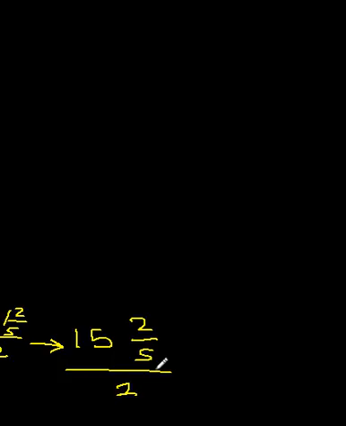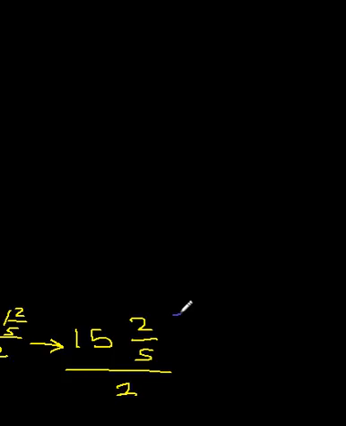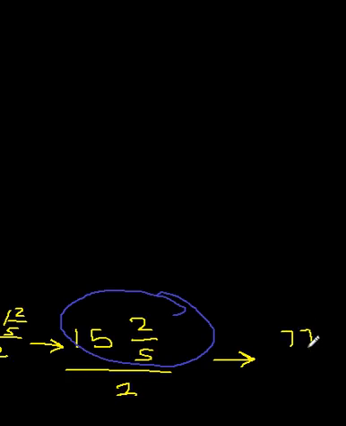Well, I don't have a calculator handy, so Mr. Hunter, tell me what I could do instead. Okay, so take this top number, and Zoe, let's put it in an improper fraction. How do I turn 15 and 2/5 into an improper fraction? What's it become? 77/5 over 2.